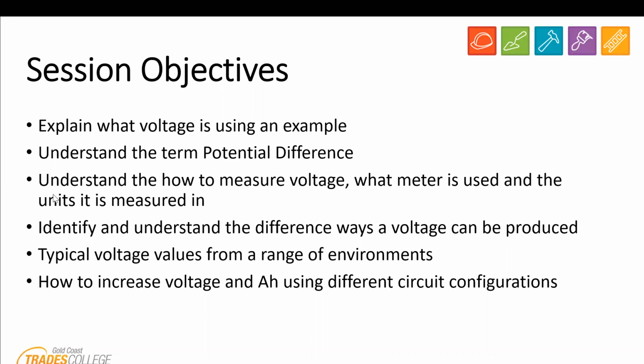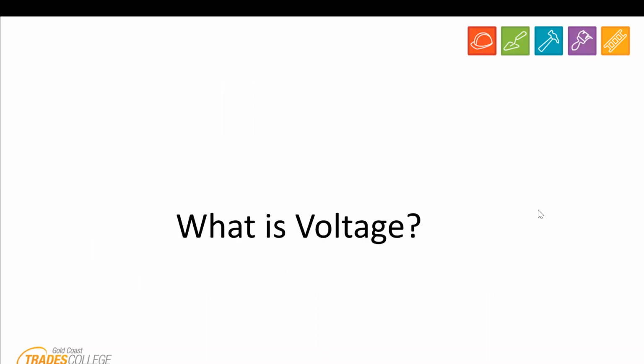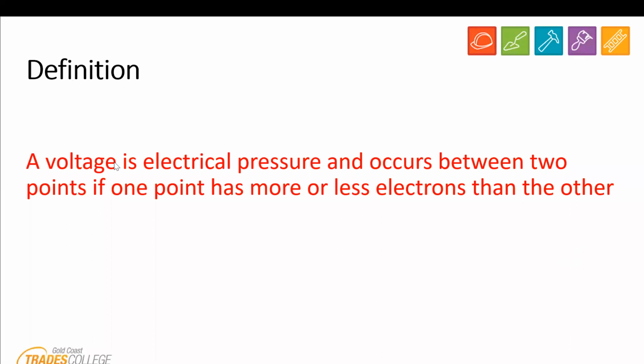Those 3 bullet points, you can take a note of those 3, because the idea behind the session with me now is that by the end of it, you'll be able to answer those 3 things. Okay, so what is voltage? The definition of voltage is the electrical pressure that occurs between 2 points if one point has more or less electrons than another. So I'm going to do some pretty average drawings to help you.